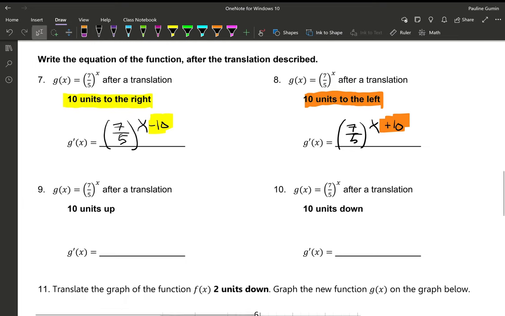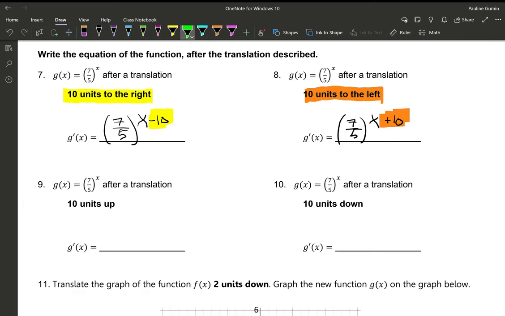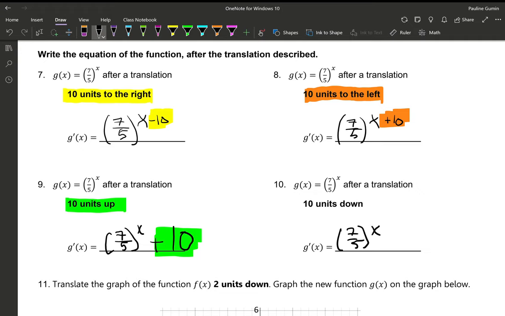For up and down, these exist in different places. For 7/5 to the power of x, 10 units up, this is how we're going to write it. 7/5 to the power of x. The plus 10 goes outside of our function. So it's not floating up there, it's a big number to the side. Next we have 7/5 to the power of x being translated 10 units down. That's going to happen outside of the function: minus 10.